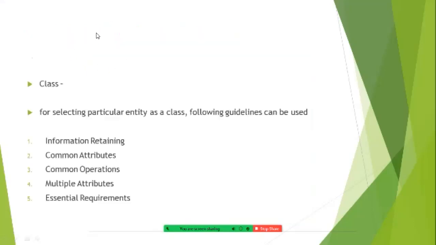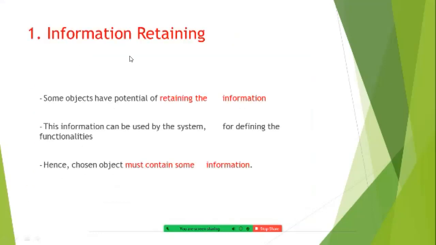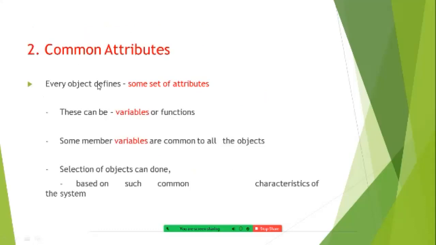Friends, for selecting a particular entity as a class, the following guidelines can be used. First, information retaining; second, common attributes; third, common operations; fourth, multiple attributes; fifth, essential requirements. First one is information retaining. In that, some objects have the potential of retaining information. This information can be used by the system for defining the functionalities. Hence, chosen objects must contain some information.